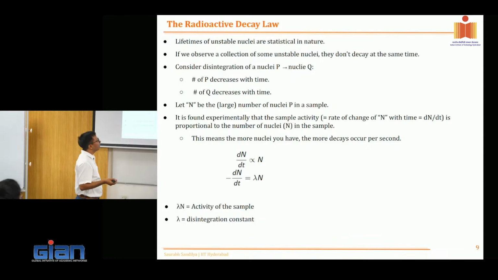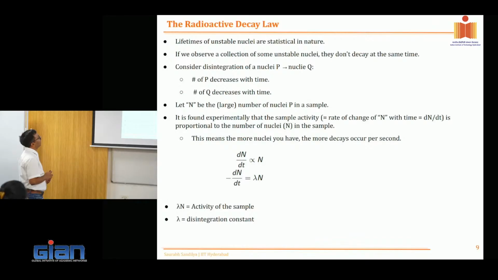Let's, for our calculation, take N to be a very large number. N is the sample size, the count of the nuclei P at t equal to 0. Someone gives me freshly prepared P nuclei, and I start my timer at that time. t equal to 0 is when I start my stopwatch and count the number of P.